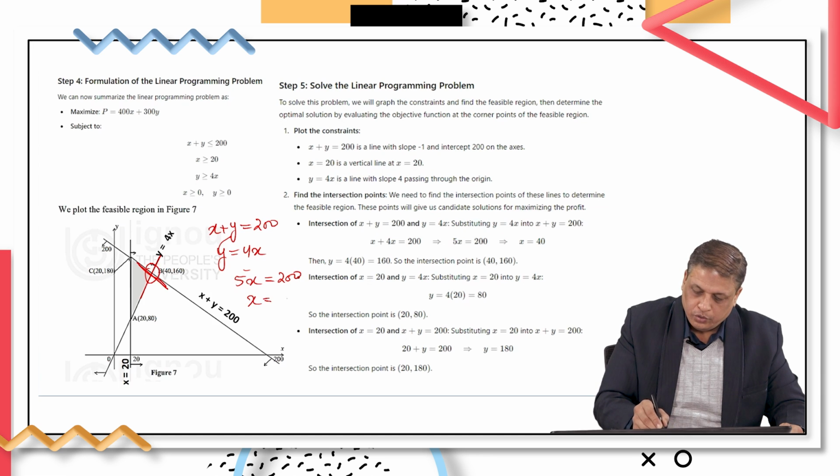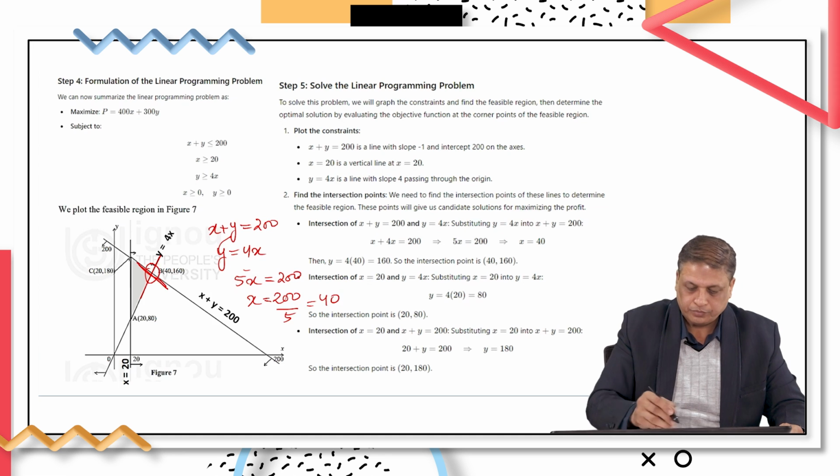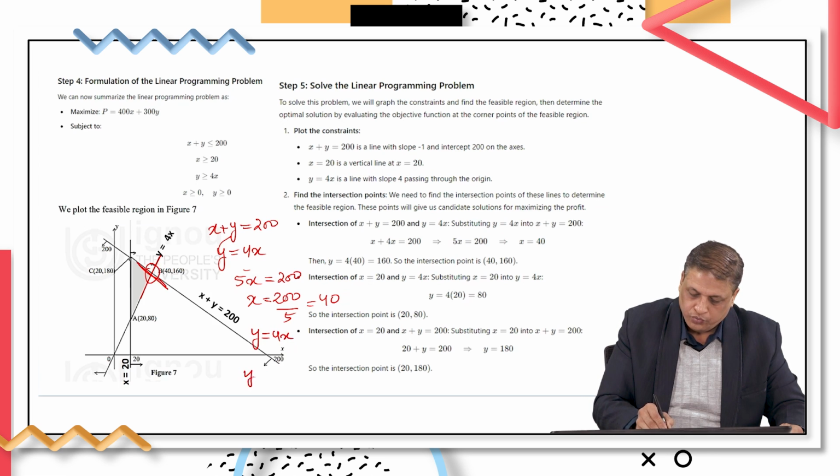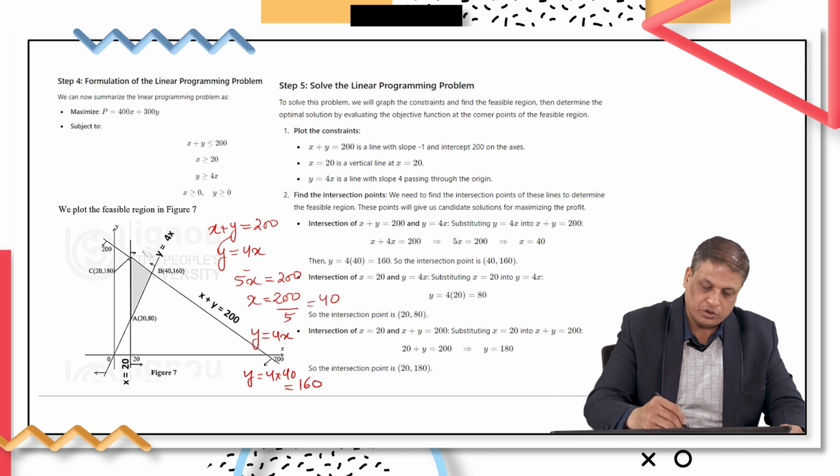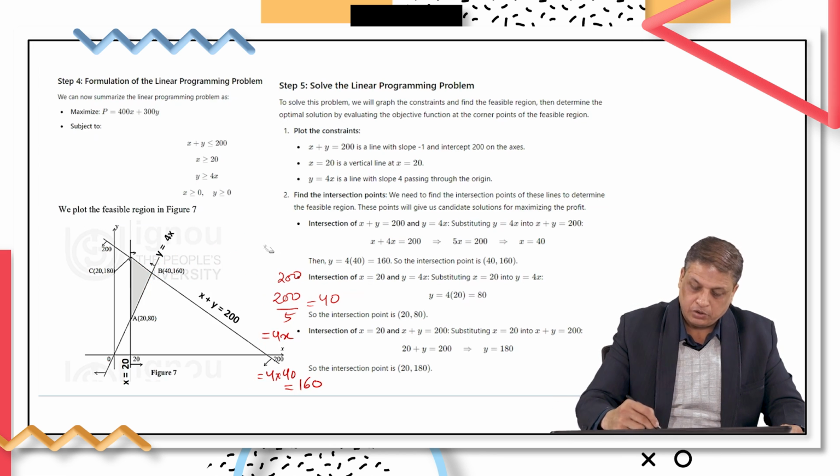So, x is equal to 200 by 5, that is equal to 40, and y is equal to 4x, that means y is equal to 4 into 40, that is equal to 160. So, B is the point of intersection 40, 160. So, these are the feasible solutions.